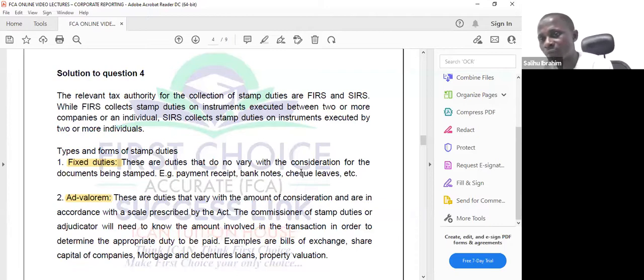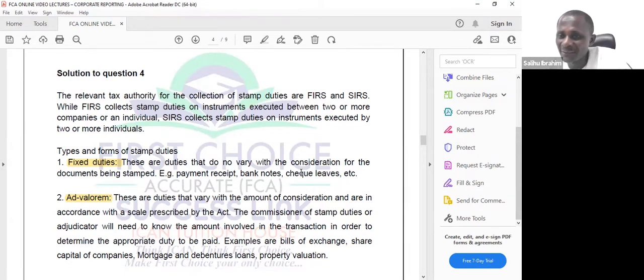And the amount of stamp duty I'm going to pay on that instrument will depend on the value of the property. Okay. Now, for ad valorem stamp duty, the rate will be determined by the commissioner of stamp duty. We have a commissioner of stamp duty, just like we have the chairman of the Federal Inland Revenue Service. The commissioner of the stamp duty is the administrative head of the stamp duty division.